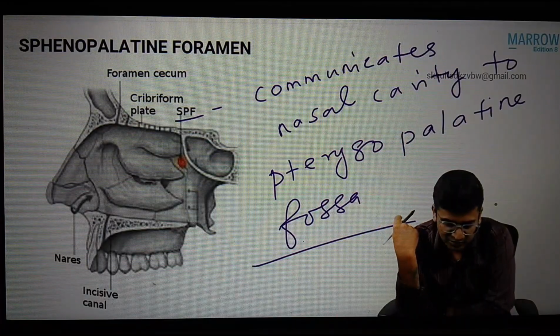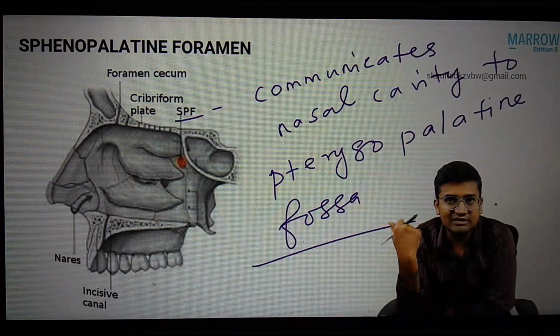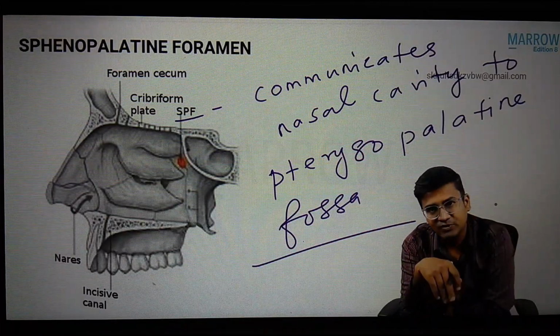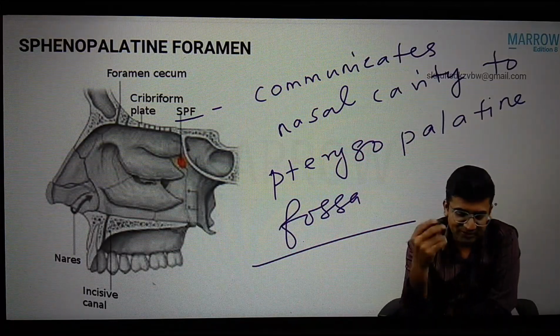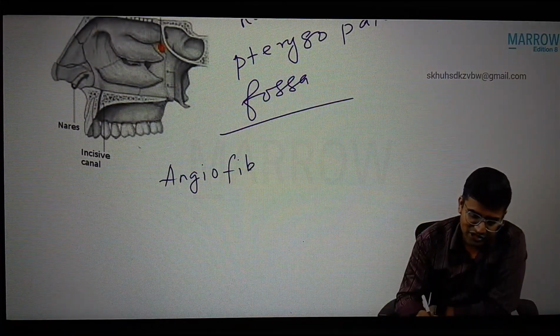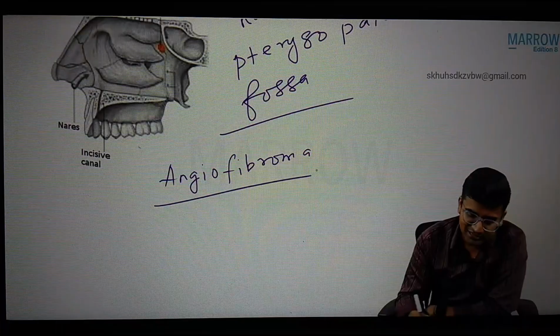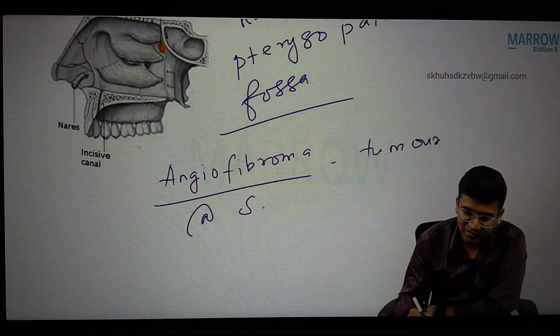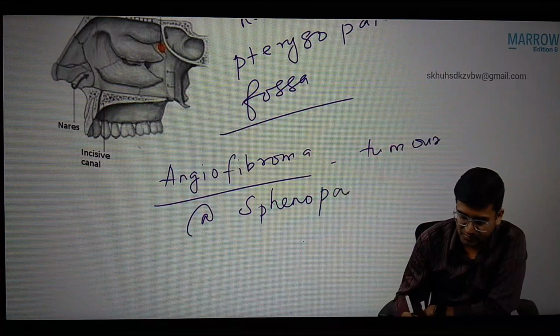Okay. So now, any cancer from the nasal cavity goes to the pterygopalatine fossa via the sphenopalatine foramen only. Angiofibroma is a tumor arising at the sphenopalatine foramen. Okay?